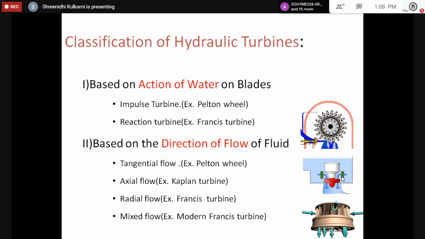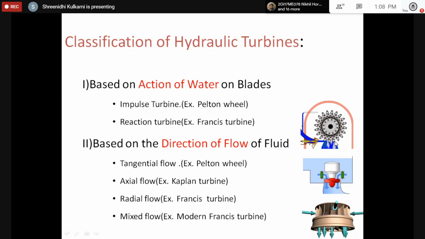Next we'll move to classification based on the direction of flow of fluid. First I'll come to tangential flow. Here we can see the turbine blade, and the jet of water strikes it tangentially, or simply, tangent to the circle. So this is the circle and this is the line, tangent to the circle.